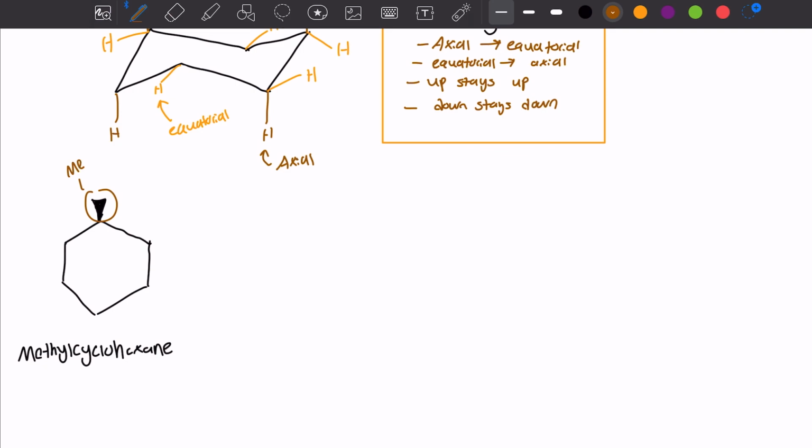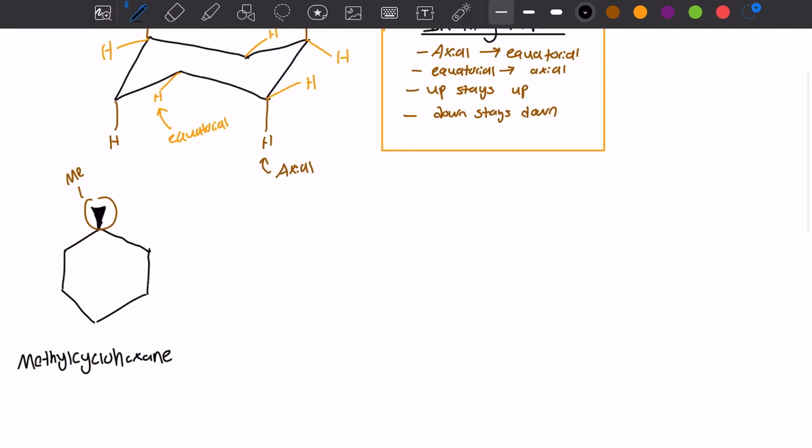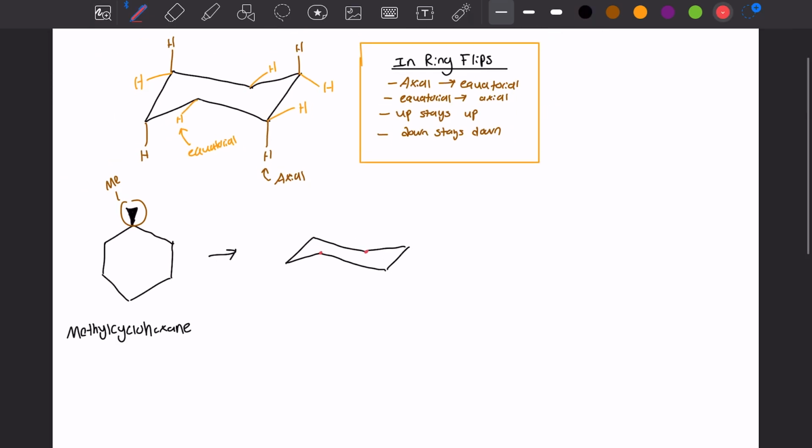Basically, to draw this, I'm going to start by drawing this into a chair conformation. You want to draw two parallel lines going like this, and then another two parallel lines, and then this is going to come out like this, and this is going to go down like this. It doesn't really matter where you add this methyl group. It's just that you're consistent when doing the ring flips.